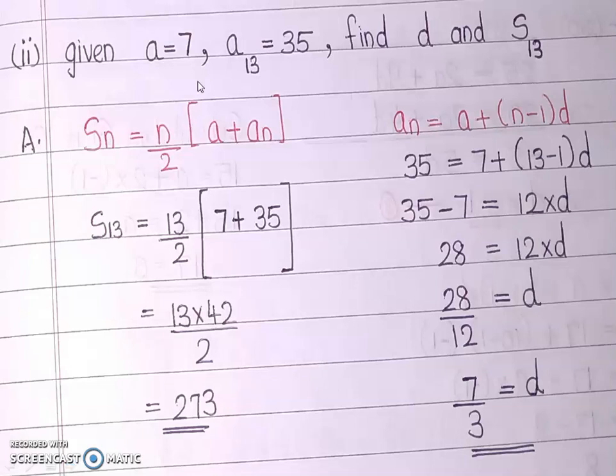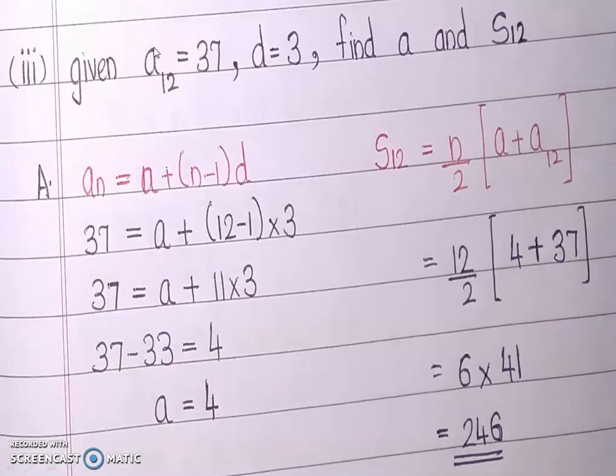Given a equal to 7, a13 is equal to 35. Find d and S13. Okay, here you can see first term is given, 13th term is given, and you are asked to find S13. Indirectly one quantity is given here. Can you say what is that? Here indirectly the number of terms is given. Where? Here. What is the number of terms? 13. That is 13th term is given.